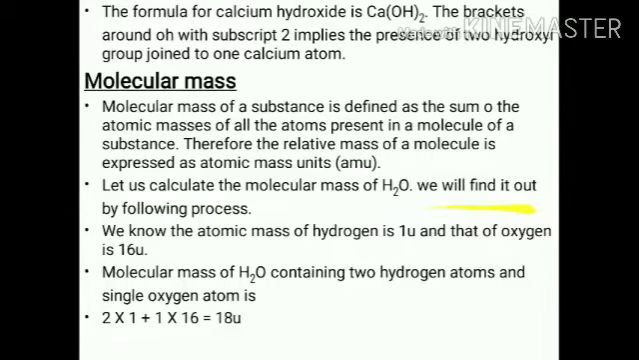Let us calculate the molecular mass of water. We have to find the atomic mass of hydrogen and oxygen, then add them. The atomic mass of hydrogen is 1, but there are 2 hydrogen atoms, so it is 2. And for the 1 oxygen, the atomic mass is 16, because 8 protons are present, so 8 to 16. So the molecular mass of H2O is 16 plus 2, 18. This is the molecular mass.